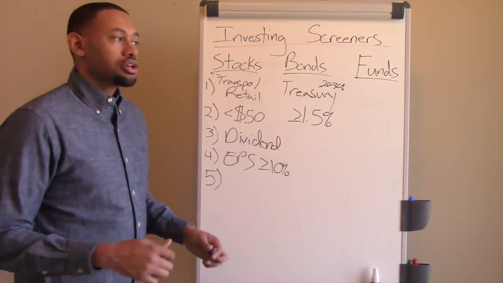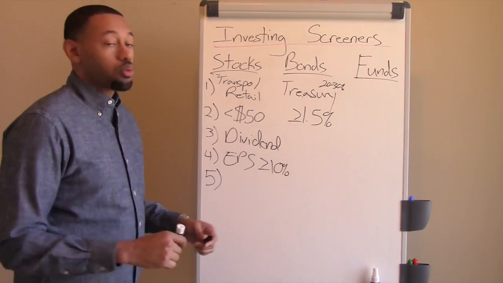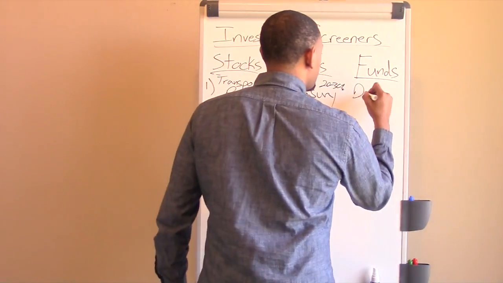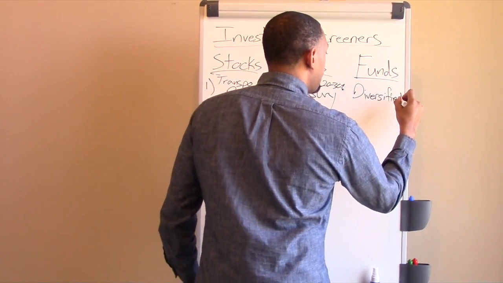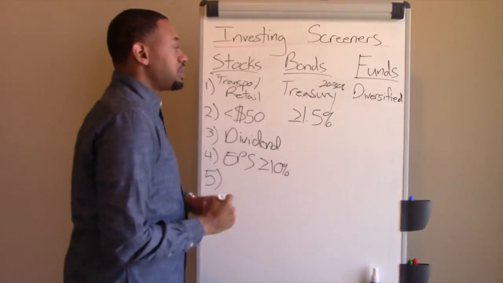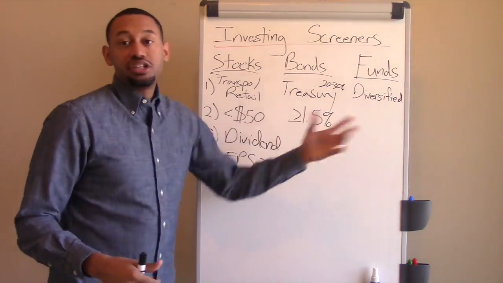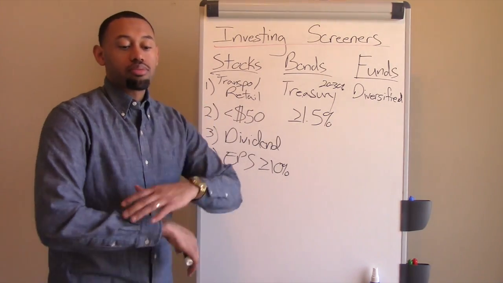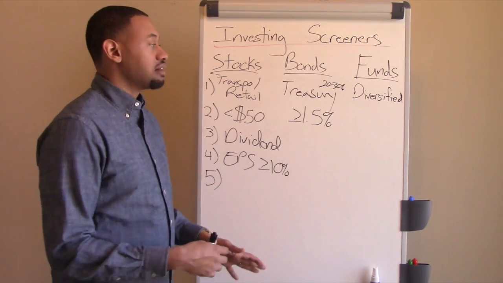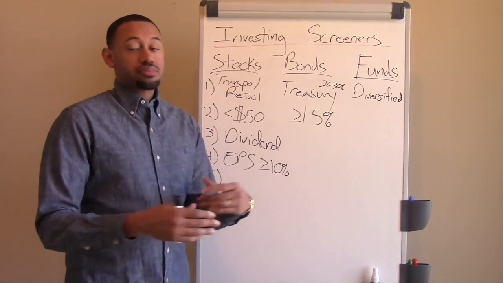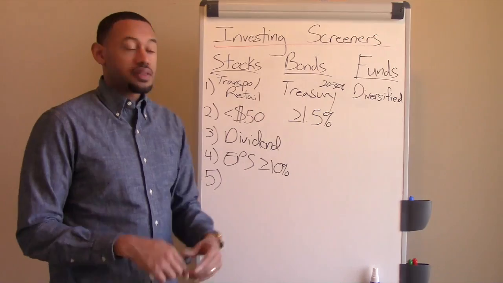Lastly, for the funds, you're like, okay, what kind of fund am I looking for? I want it to be diversified. So maybe you don't just pick a transportation ETF. Maybe you want to pick something broader. You can get SPY, which is the S&P 500 ETF, and that's more diversified. That's just kind of like an index fund. It's just tracking the S&P 500. So you want it to be diversified. That's one of your screeners.